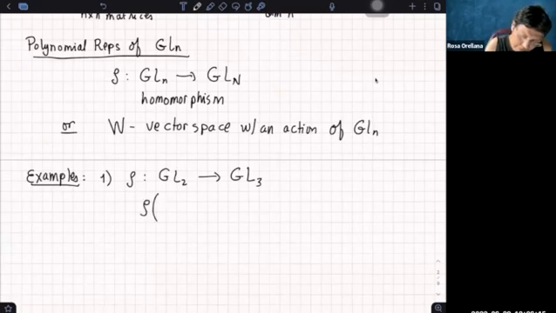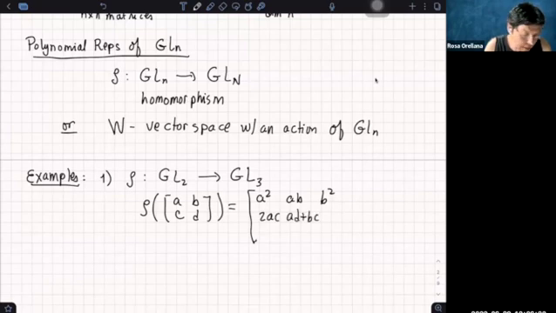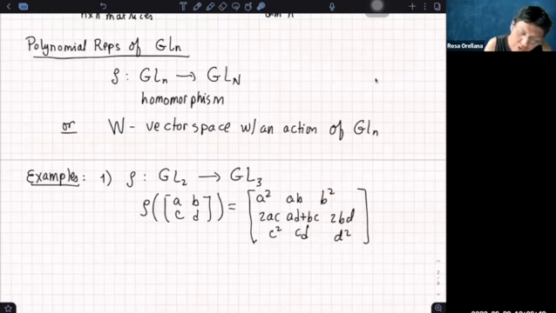For example, if you take a matrix A, B, C, D, you can get A squared, AB, B squared, 2AC, AD plus BC, 2BD, BD, and D squared. As you can see, the resulting matrix is a 3x3 matrix, and all the entries are polynomials. So this is what we mean by a polynomial representation. All the entries are polynomials.